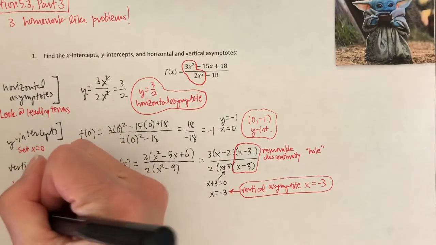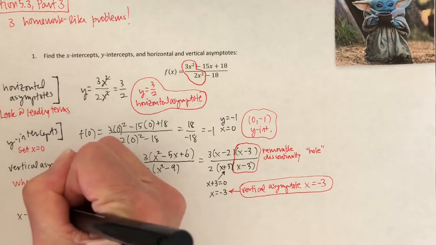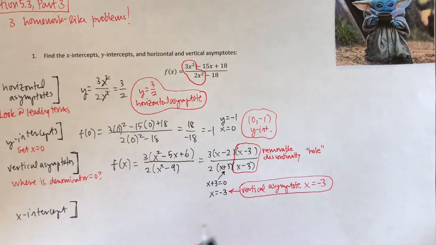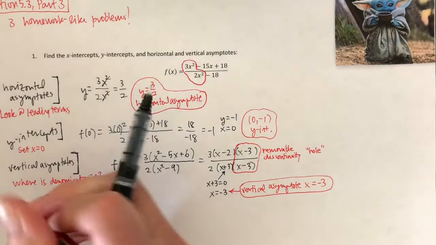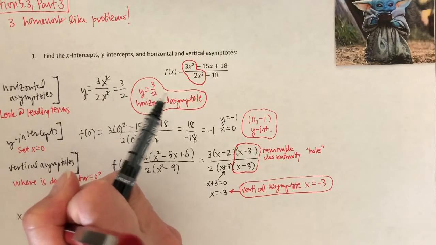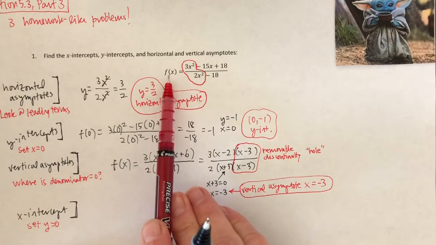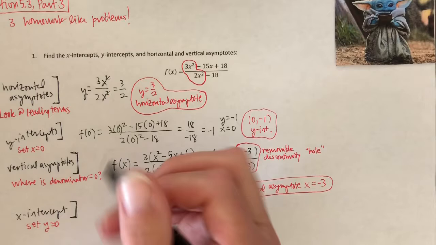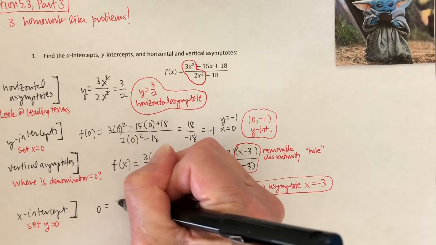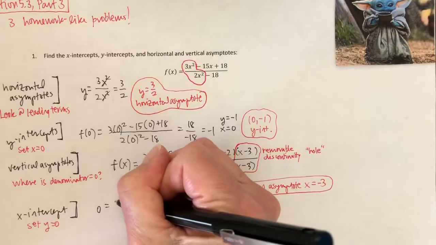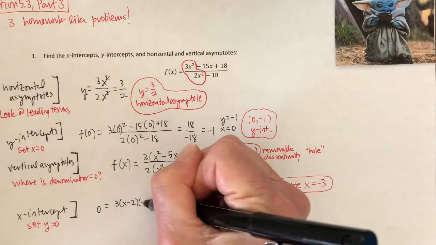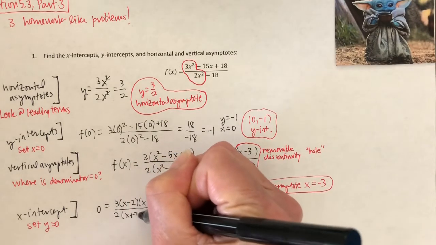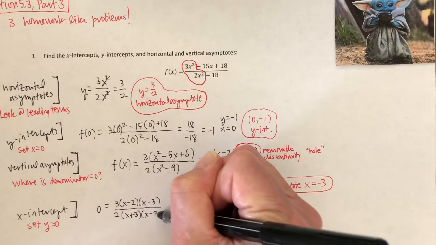Okay, last guy is our x-intercept. So x-intercept, this means where does the function hit the x-axis? And that will happen whenever y equals 0. So we set y equal to 0 and solve for x. F of x is another way to describe y, so this is what we'll set equal to 0. So 0 equals, well, we already factored it, so let's use the factored form. 3 times x minus 2, x minus 3, over 2, x plus 3, x minus 3.